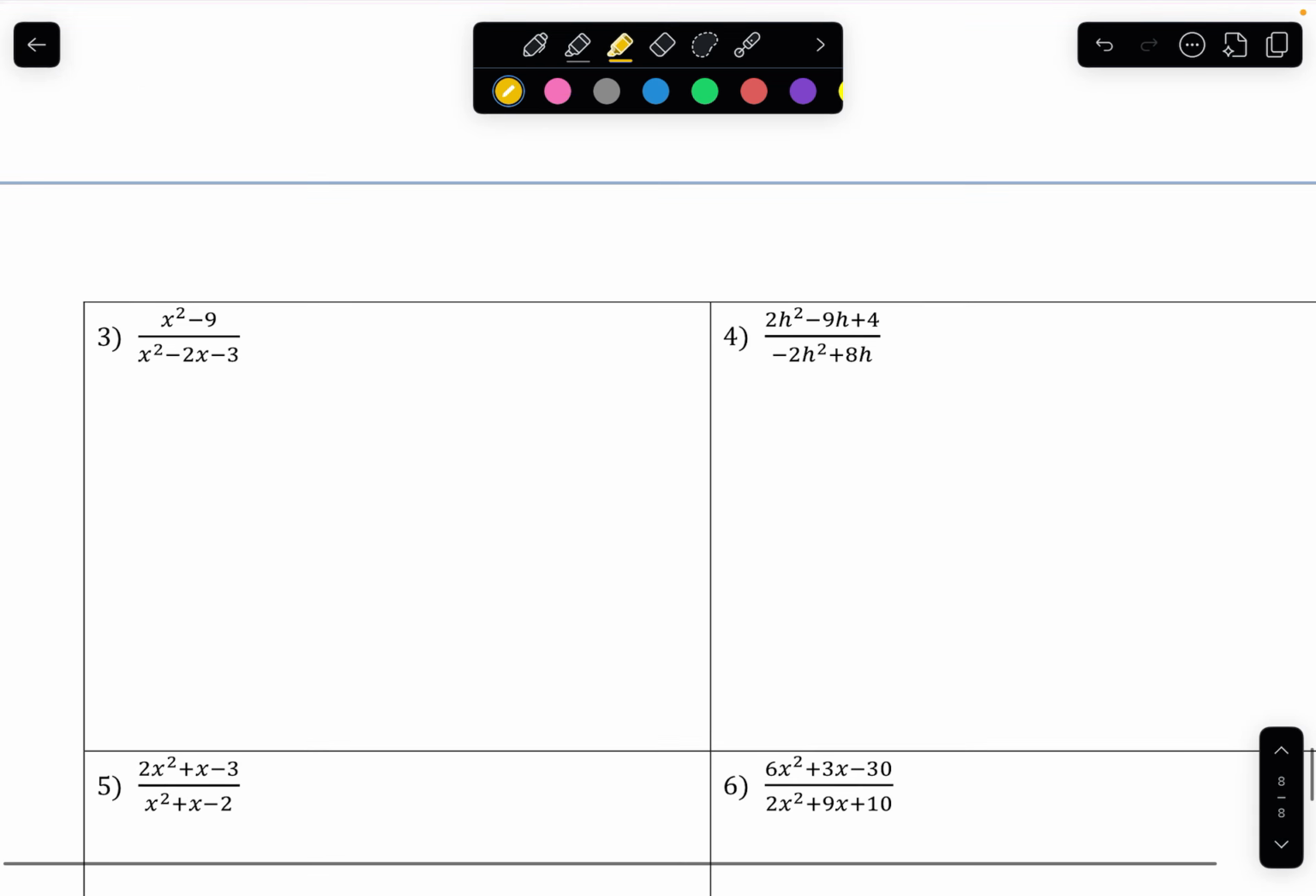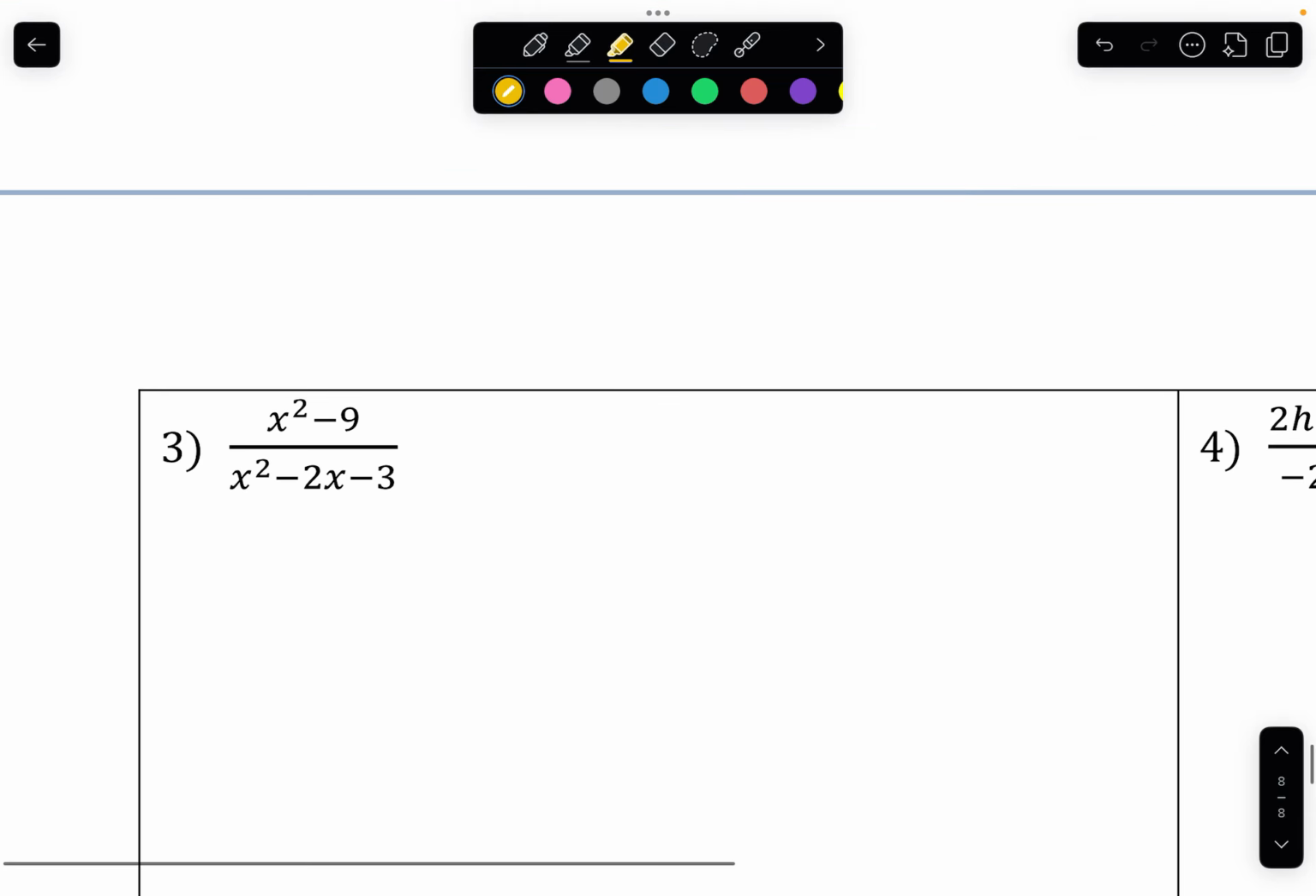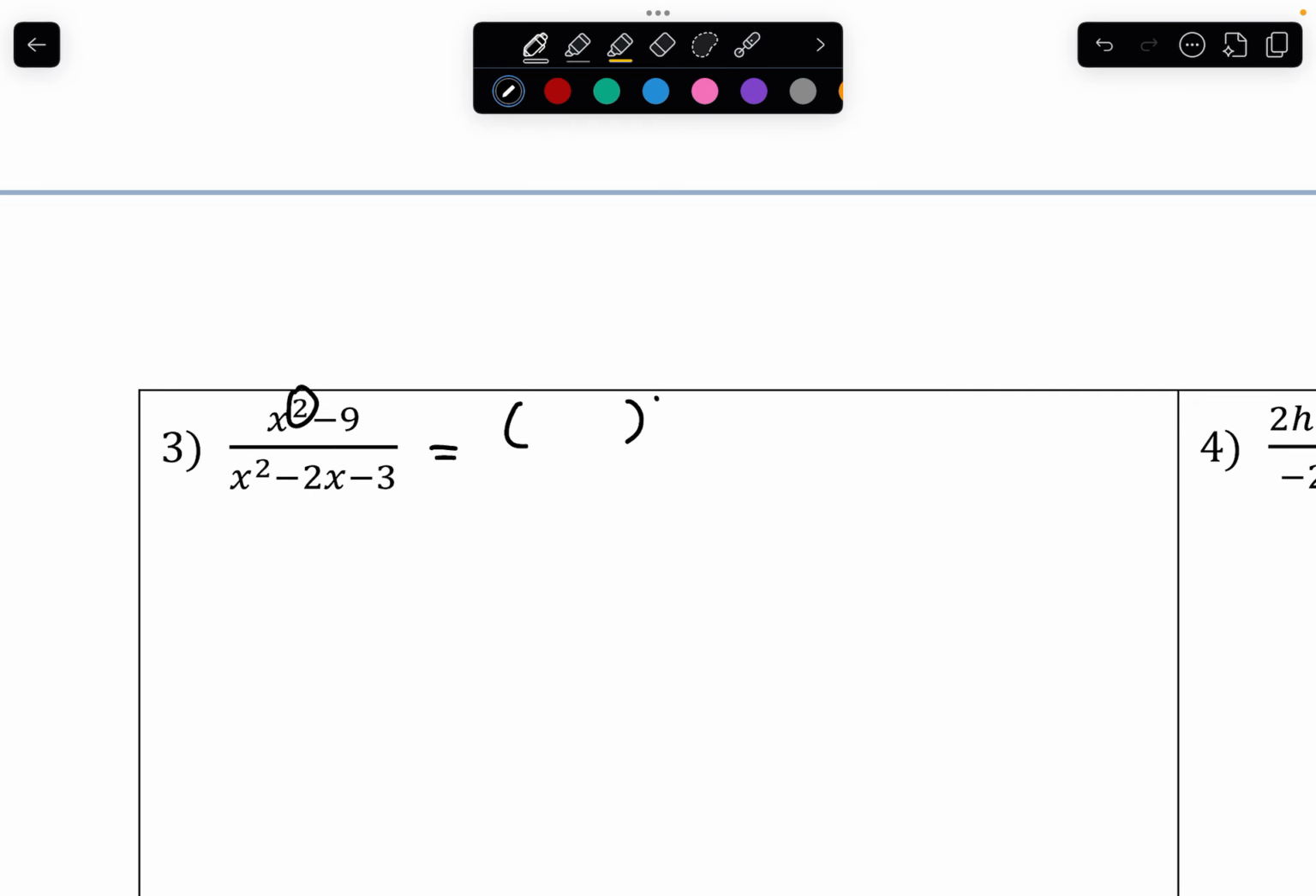Okay. In this next example, we have a quadratic on top, okay? When you see this x squared, you're trying to see 2 linear factors. Same here. You see a square, you're looking for 2 linear factors.